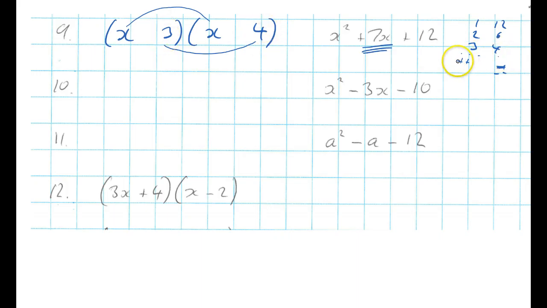So here, plus 7x, they're both going to be plus. Just check it out. x squared plus 4x's plus 3 more x's is plus 7x's. That's good. And then plus 12. That's great. Next one.